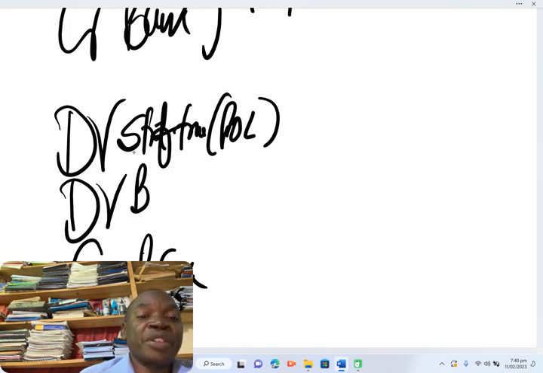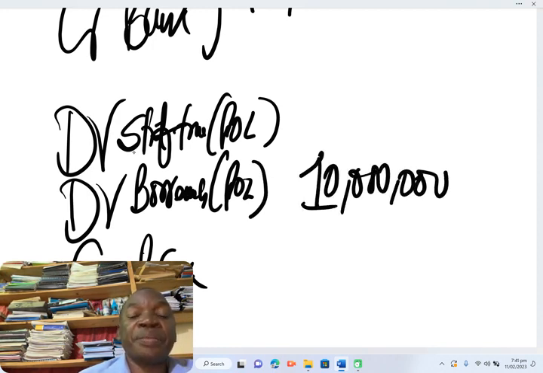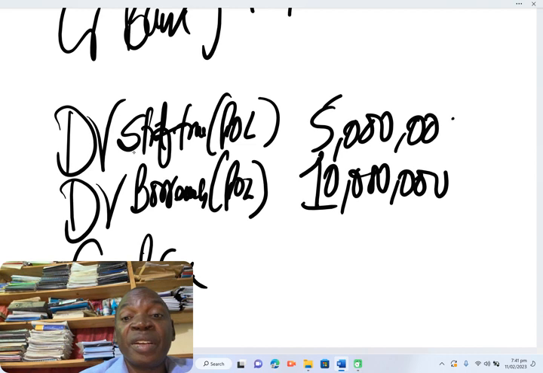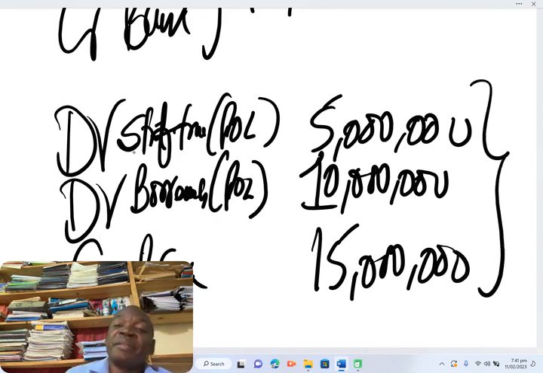Utamwandikia pale kwamba zile ni expense, kuna debit alafu na credit. Kwa hiyo kulikuwa na staff training cost, staff training utaenda kwenye PL alafu na borrowing cost, PL. So borrowing cost 10 million. Staff training ngapi? 5 million. Hizo tutafanyaje? Ni expense. Kwa mwisho wa siku tutakuwa na 15. Then we have done.